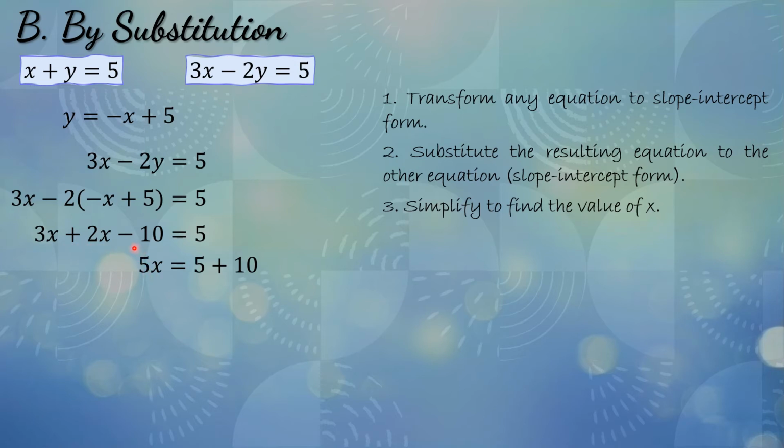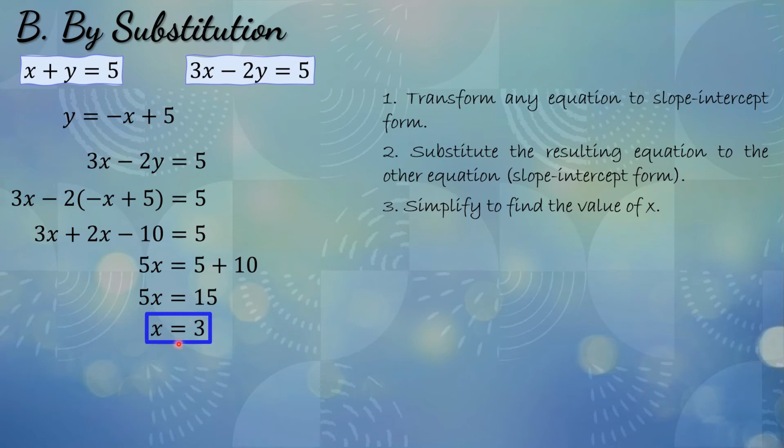And then, tinranspose natin yung negative 10 sa 5 dahil pareho silang constant, kaya naging 5 plus 10. Next is to bring down 5x equals 5 plus 10 is 15. As you can see, meron pa tayong numerical coefficients sa tabi ng variable x. So, kailangan ma-eliminate natin yon or ma-cancel. So, ang gagawin natin is to divide both sides by 5.